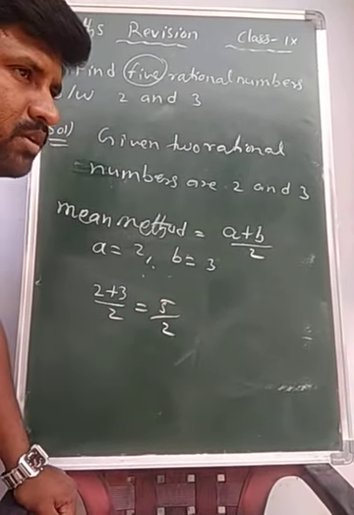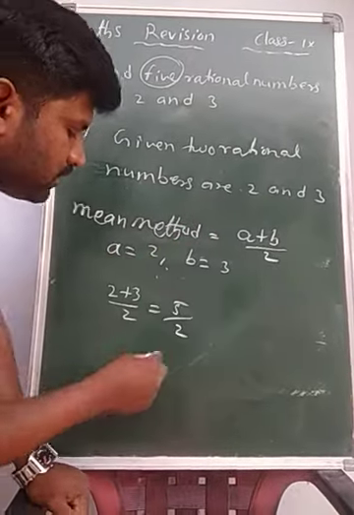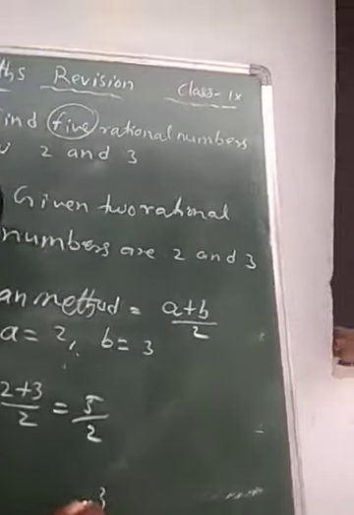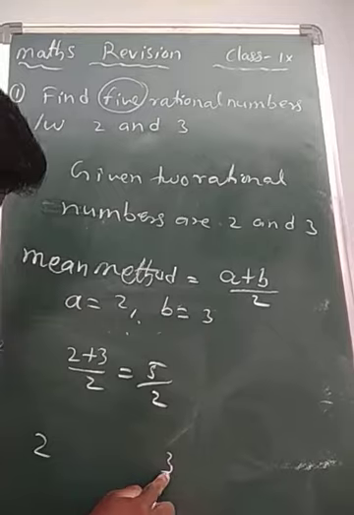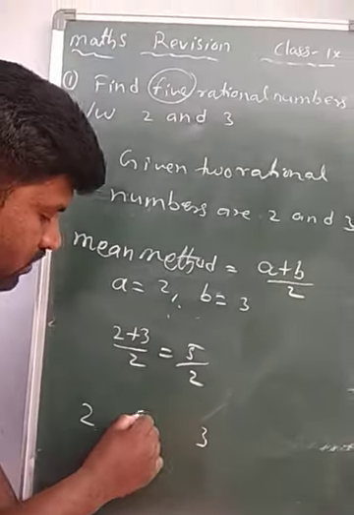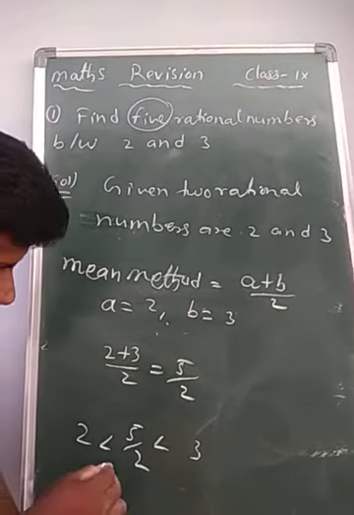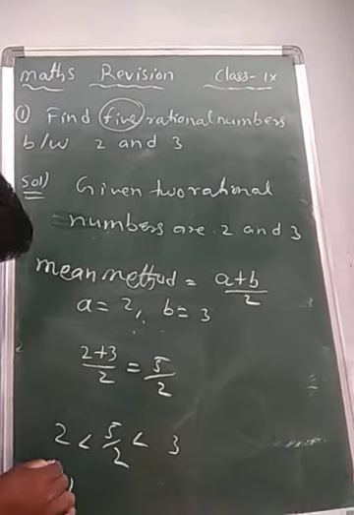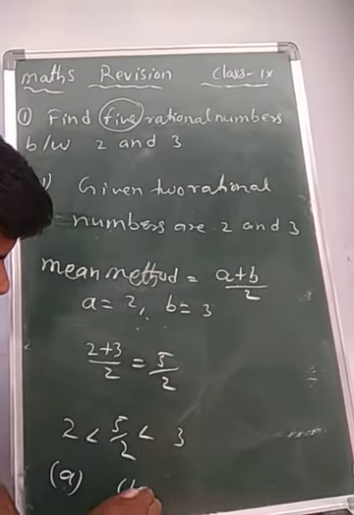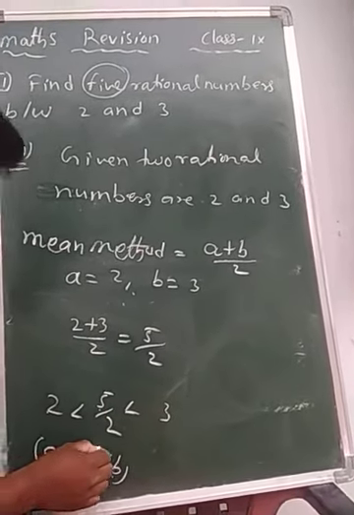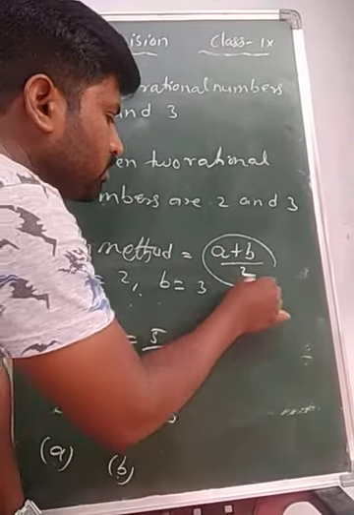That means in between 2 and 3, the number in the middle of 2 and 3 is 5 by 2. That is nothing but 2.5. Again you take A as 2 and B is equal to 5 by 2. You continue the same procedure.